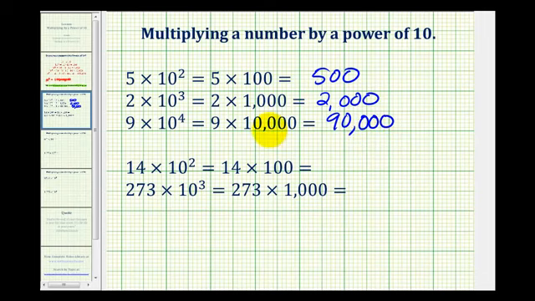Before we discuss the pattern, let's look at two more. 14 times 10 to the second would be 14 times 100, or 1,400. And 273 times 10 to the third would be 273 times 1,000. Notice one shortcut would have been to just add the number of zeros that match the exponent. Here we just added 2 zeros to 5. Here we added 3 zeros to 2. Here we added 4 zeros to 9, and so on.